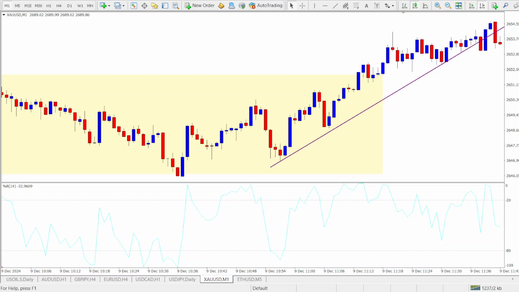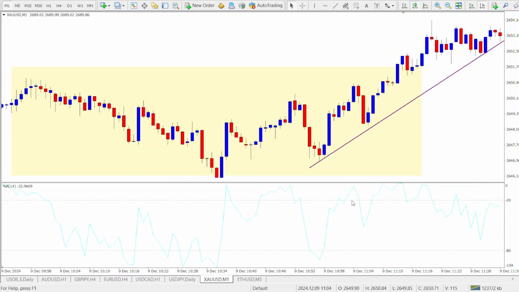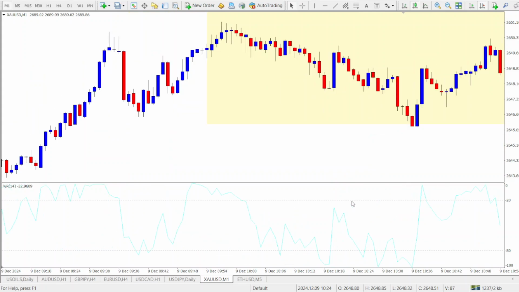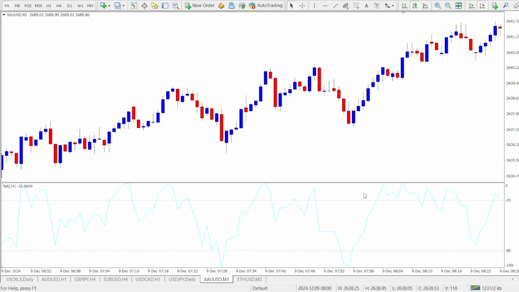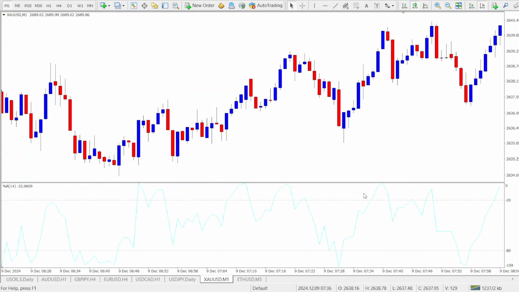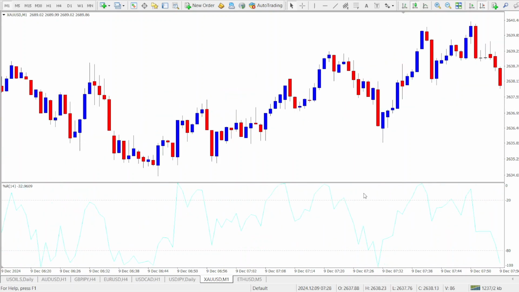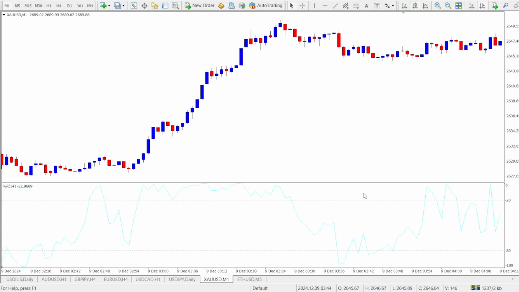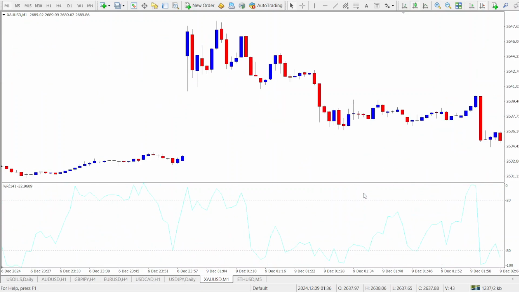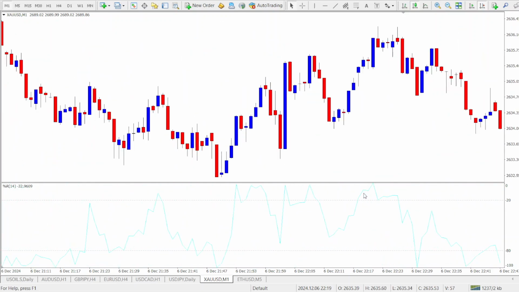Secondly, you can use this indicator to spot divergence. You can look for divergences between price action and the Williams percentage range. For example, if the price is making higher highs, but the Williams percentage range is making lower highs, it could indicate a weakening trend. Let's just see if we can find such an example. If we don't, we're just going to proceed. Let's see. I think we might need to proceed.